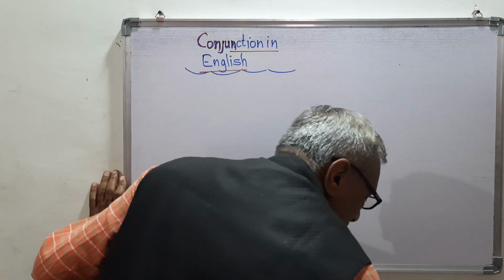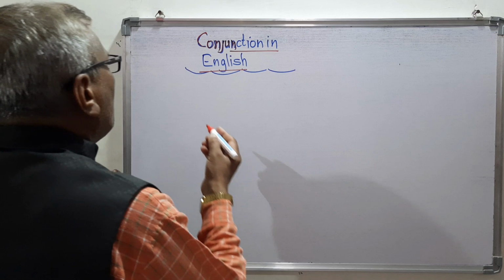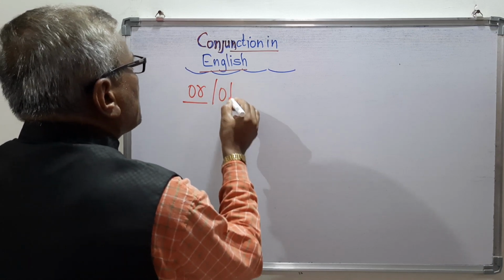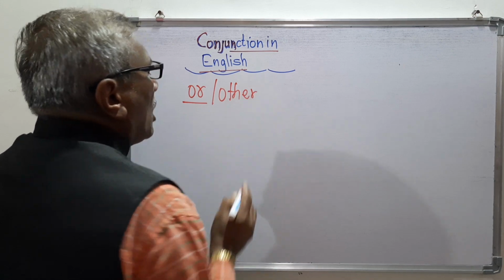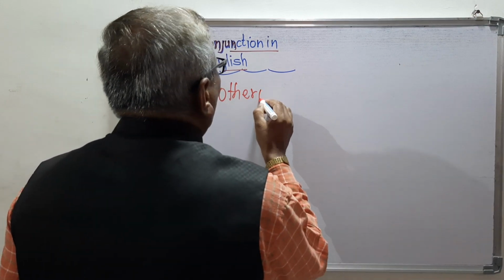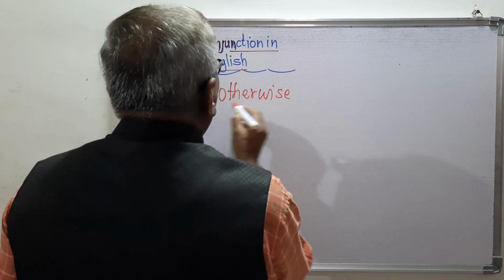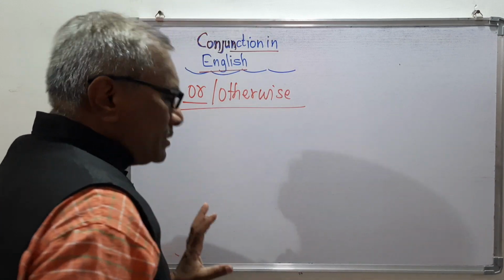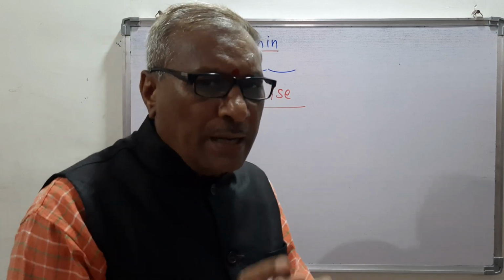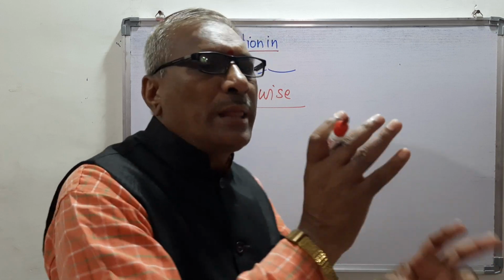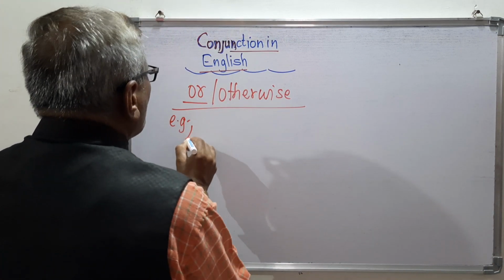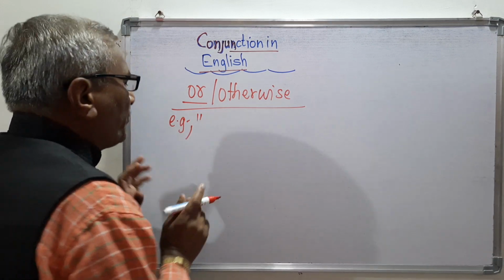So but we saw. Now we will see or, otherwise. These are the two conjunctions I will tell you. So or means what? Or means this or that. So I will explain here the use of this or.